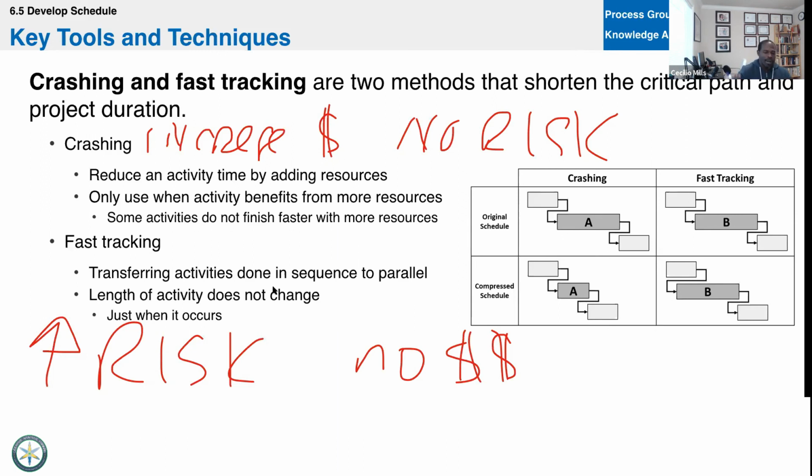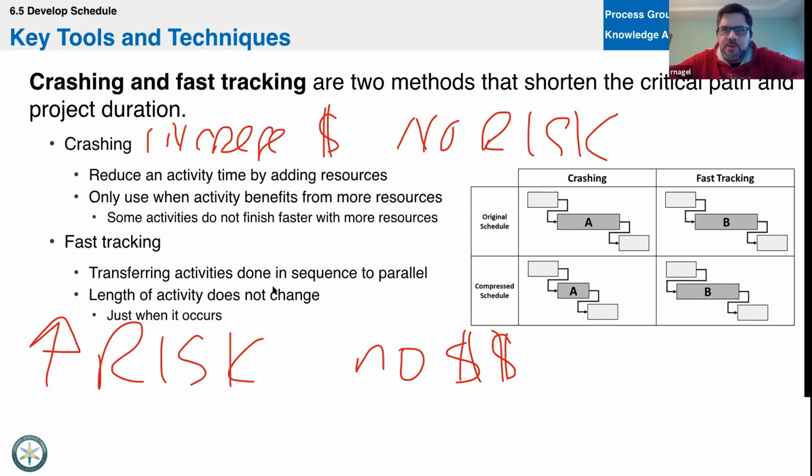So that's how PMI will describe it on the exam. They're going to describe that you're doing stuff, and they're going to talk about risk, and then turn around and ask you a schedule question, right? And how would you, as a project manager, adjust your schedule, right? And according to that, you're going to have to choose crashing or fast tracking.